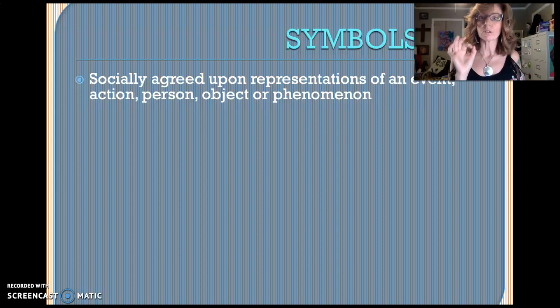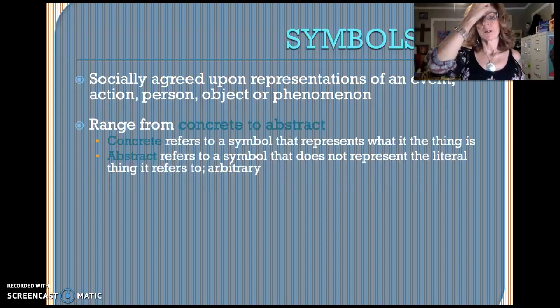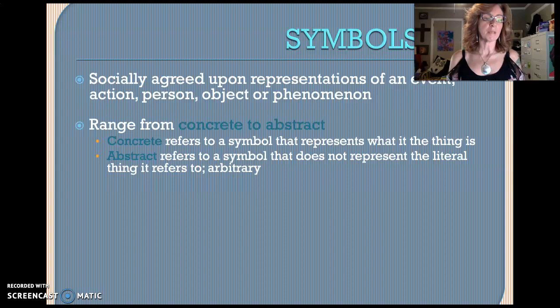Remember, language is the vehicle for culture. Remember that when we talked about culture last week. All right. When we talk about symbols, they can range from what we call concrete, usually things that mean the thing, oftentimes something that we can actually see, versus something that's abstract.